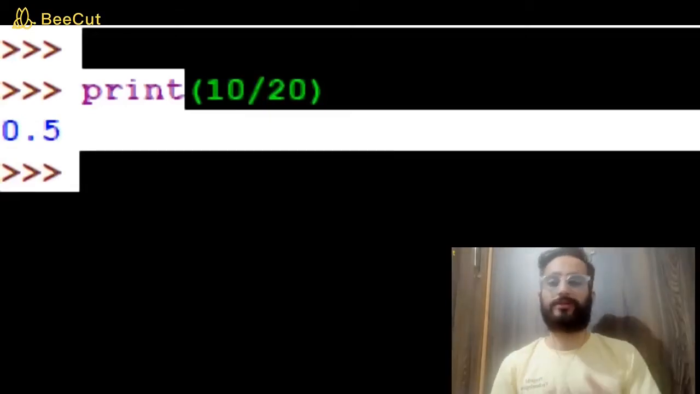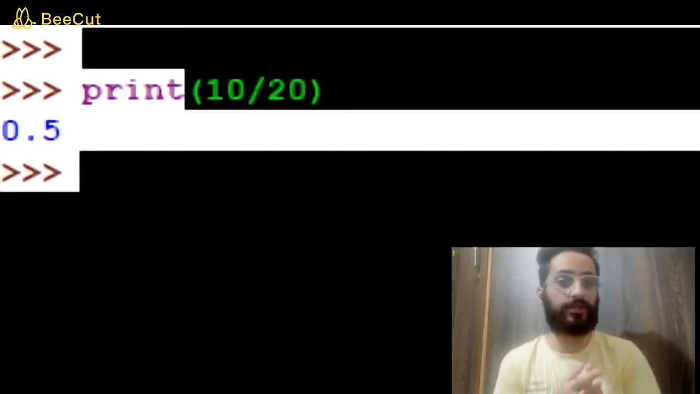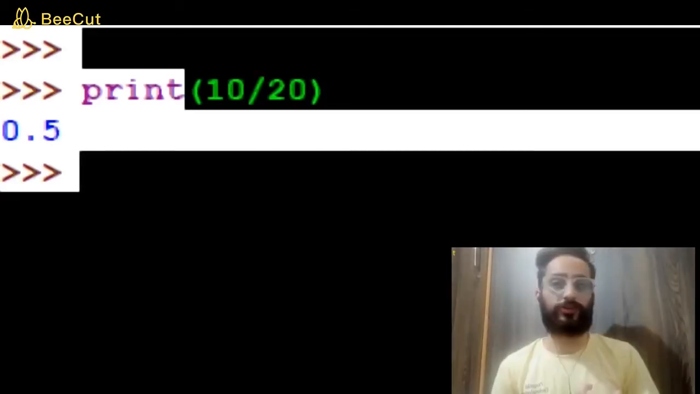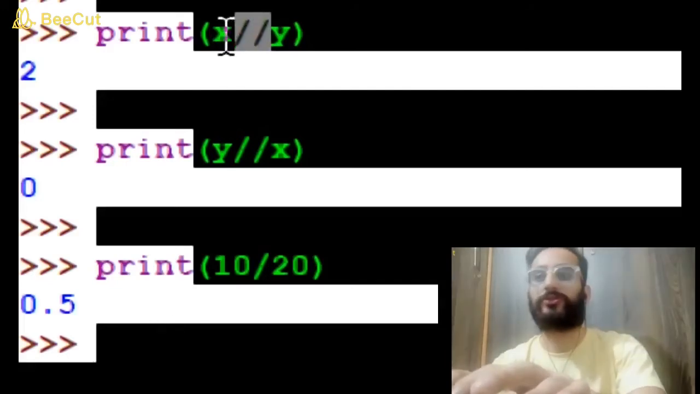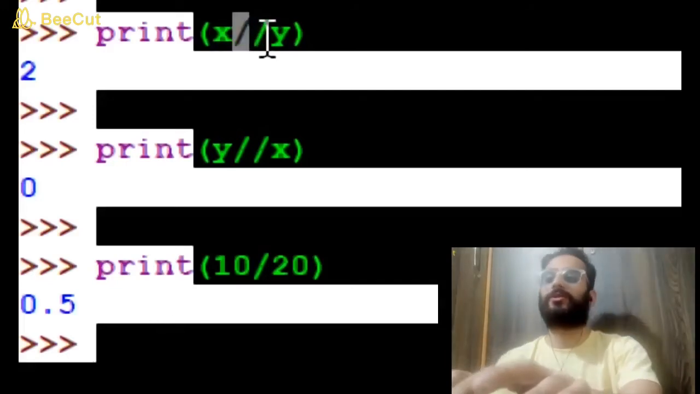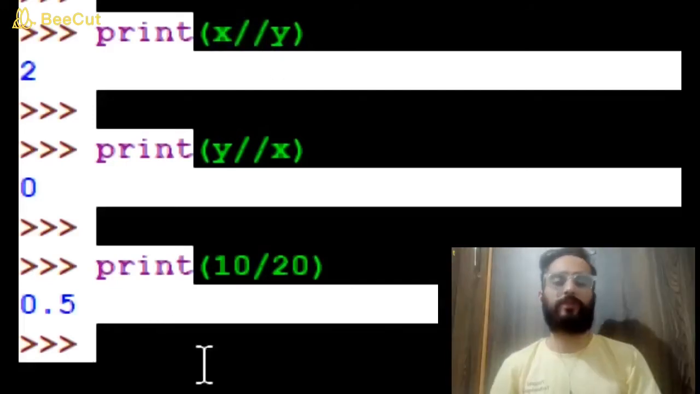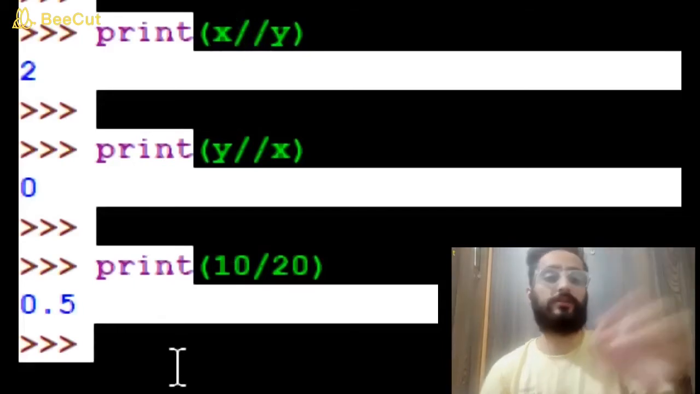But when we don't want a fractional number and we need only the integer output, then we use floor division, which is represented by this // division symbol. So that was about addition, subtraction, multiplication and division.